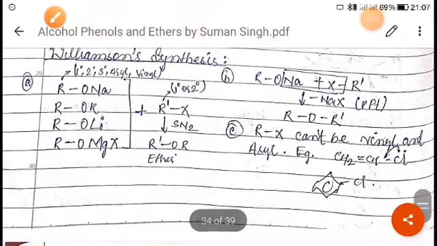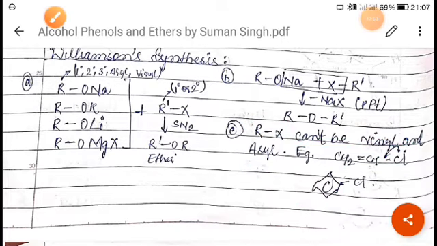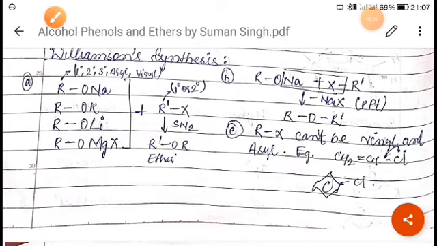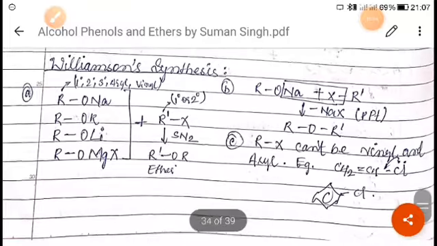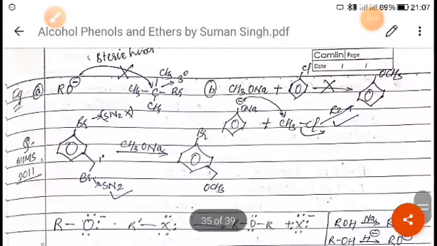Now next, when we talk about the RX, this R cannot be vinyl or aryl. For example, this cannot be this and this cannot be this, because this will go into resonance. If the R which is attached to this X is aryl or vinyl, it will not form ether, right? So these were the 3 basic conditions of Williamson synthesis. Now we will see them in detail.